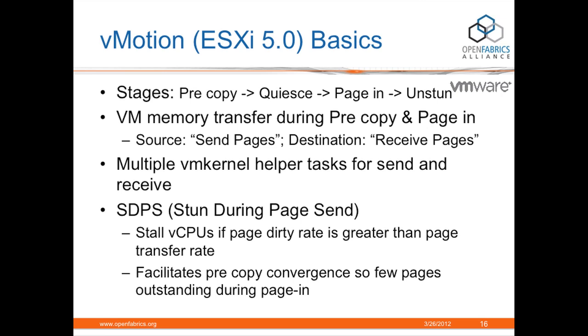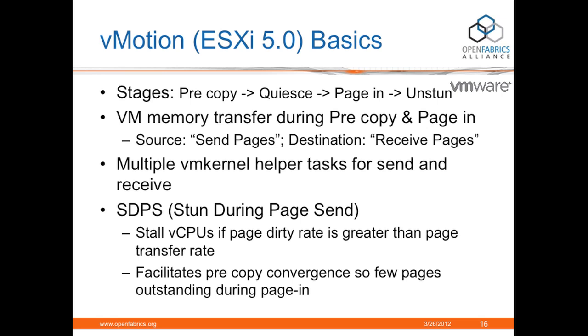And those are tunables, internal tunables. Now, in the TCP/IP-based approach, there are multiple VM kernel helper tasks. Remember, VM kernel is the core of our hypervisor. So there are multiple helper tasks which are pushing data and receiving data as fast as possible. By default, it uses 2 helper tasks on the source and 2 helper tasks on the destination.